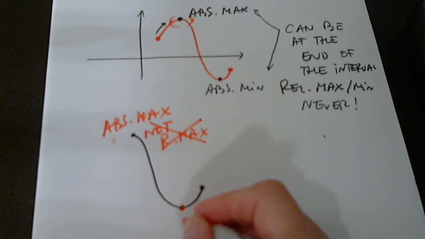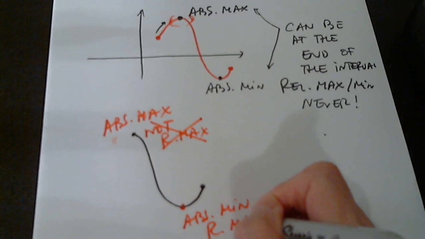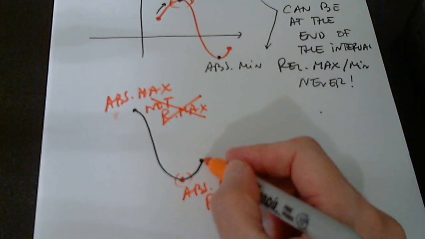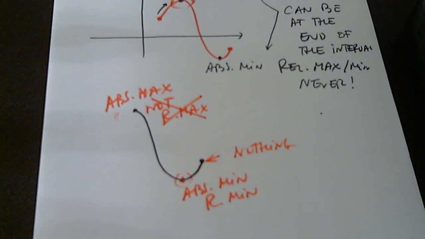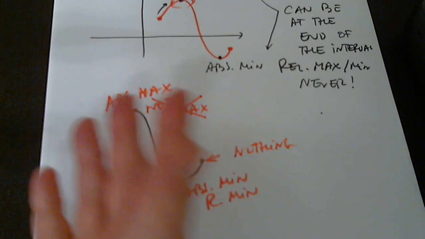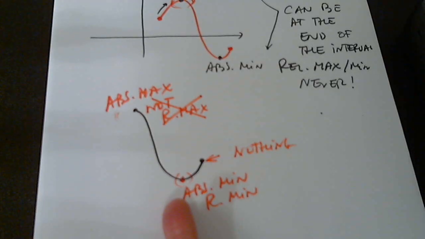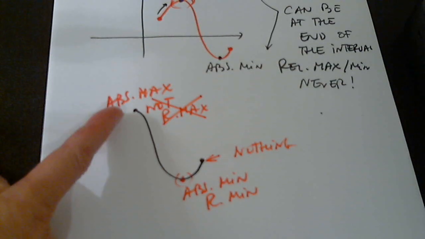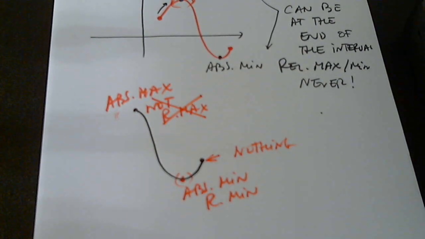Here, it's an absolute min, but also a relative min, because the function exists on both sides. This one is nothing. It can never be a relative because it's at the end point of the interval. And for this function, it cannot be an absolute min because there is another value smaller than it. It cannot be the absolute max because we find plenty of other values higher than it.